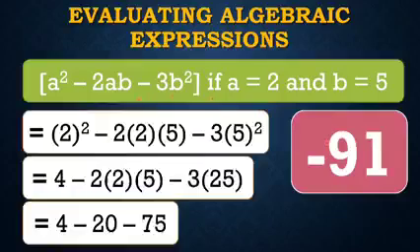Therefore, a squared minus 2ab minus 3b squared, if a is equal to 2 and b is equal to 5, is equal to negative 91.